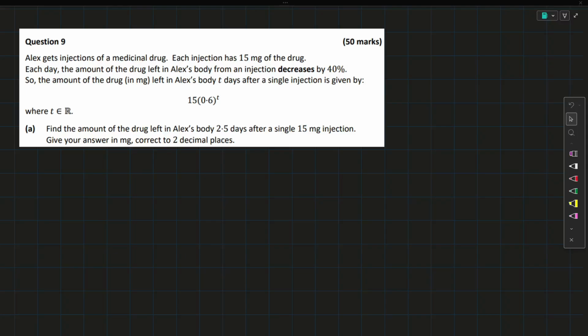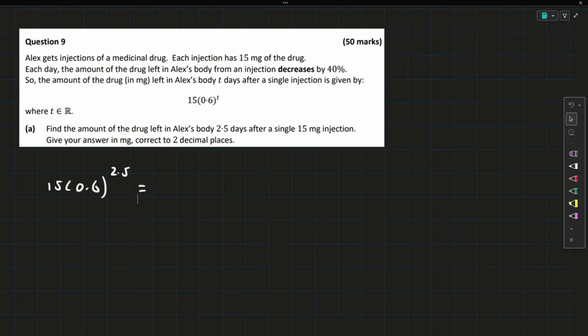This is 2022 Paper 1 Question 9. We're given a function here to show how much is left after t days. So we're asked how much is left after 2.5 days. So we just plug in t equals 2.5. We'll get 15 times 0.6 to the power of 2.5.